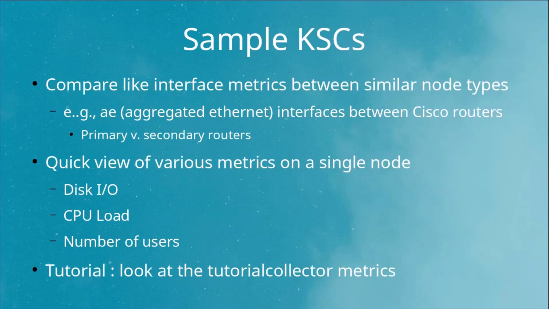KSCs organize graphs in user-defined ways. This might include viewing equivalent interface metrics between primary and secondary routers, or viewing limited object data on a single node. As stated in the prerequisites, this module will use the SNMP extension tutorial collector metrics produced on each of the nodes: Denver, New Orleans, New York, and Sacramento.